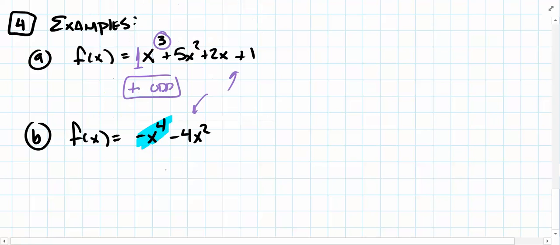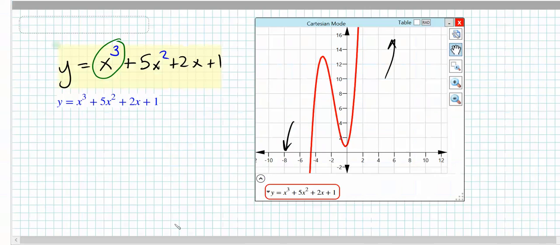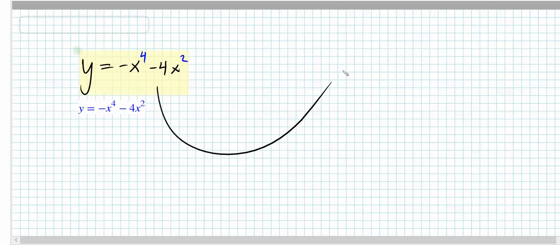Okay, what do we know about negative and even? Negative and even, they're both going to be down, right? Something down like that. So negative x to the fourth minus 4x squared, what does that look like? Y equals negative x to the fourth minus 4x squared. So here we go. Check it out. Definitely down on both sides. You guys cool with that? Okay, let's try something a little more interesting.